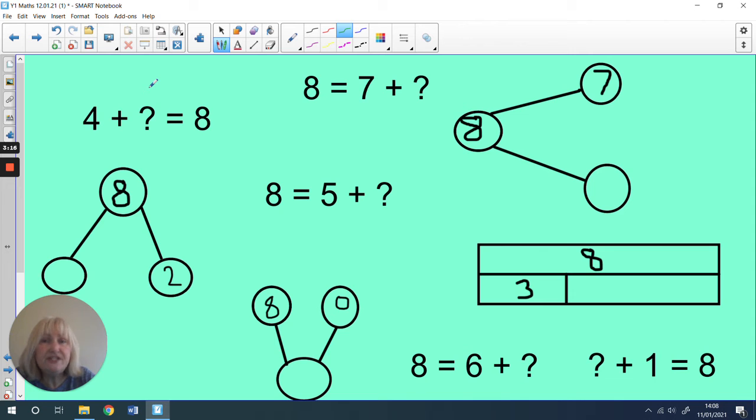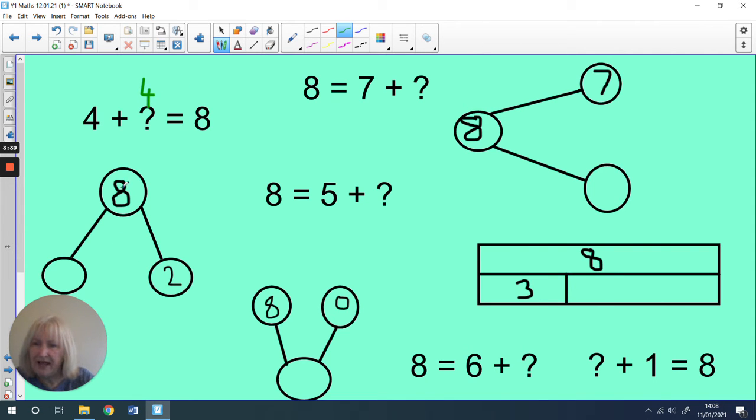If you find this tricky, then maybe you can get 8 counters or 8 toys or 8 pencils, and you can put them in 2 piles, 4 on one side, and see how many you've got in the other pile. And you should have another 4, because 4 add 4 equals 8.